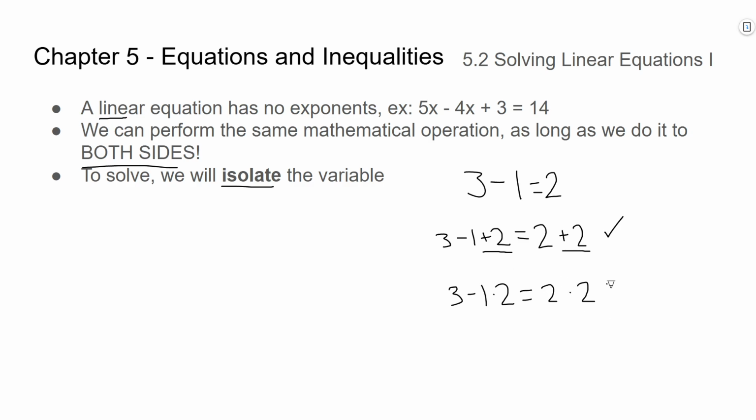That does not work. What we have to do is multiply 2 across the entire side. So if we're going to multiply by 2, we could do that, but multiply the entire side. So now we can either distribute or we can do the parentheses first. So we can say 3 minus 1 is 2 times 2 is 4. And then we have 2 times 2 is 4. And now that does check out. That is good. All right.